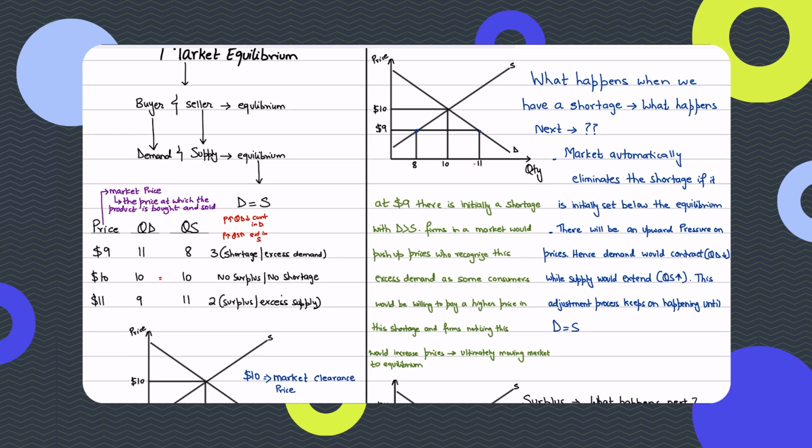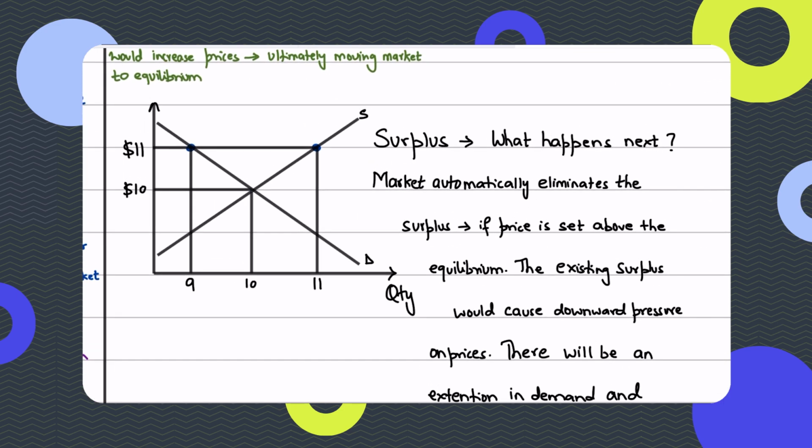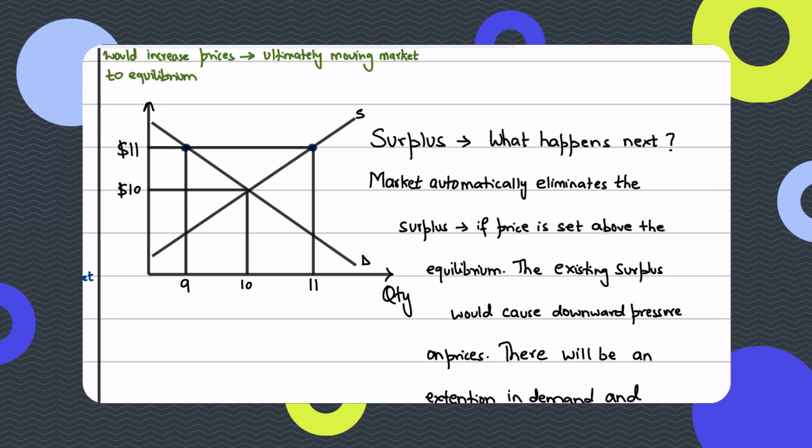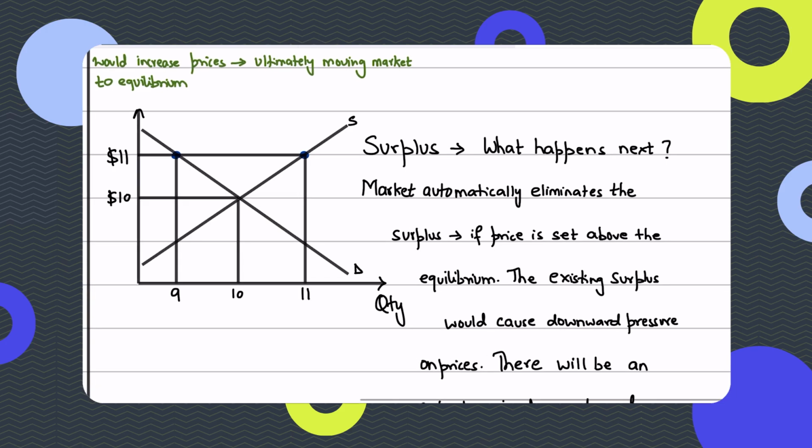Okay, guys, now similarly, we're going to repeat the same process over here as well. For instance, if you have a market price that is above the equilibrium, at $11 let's say instead of $10, you set the price at $11, and you realize that you have a surplus. Now, the surplus is not consistent or persistent. At the price of $11, the quantity supplied is 11, while the quantity demanded is 9, and hence you have a surplus or excess supply of 2 units, right? But what happens next? The market automatically eliminates this surplus.